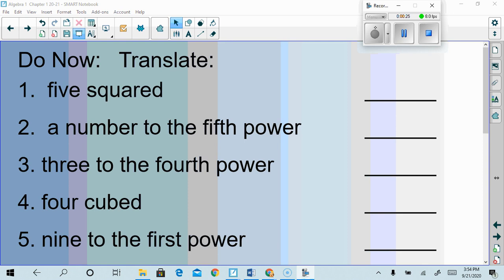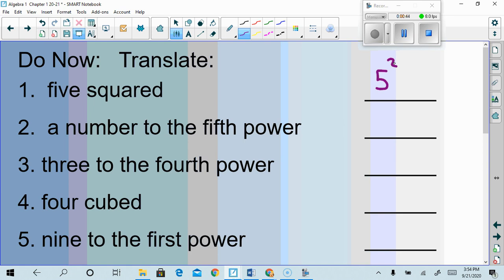Let's take a look and see how we did. 5 squared. I can translate 5 squared as 5 to the second power. And again, translation is done just there. If you had to evaluate, you would write 25.